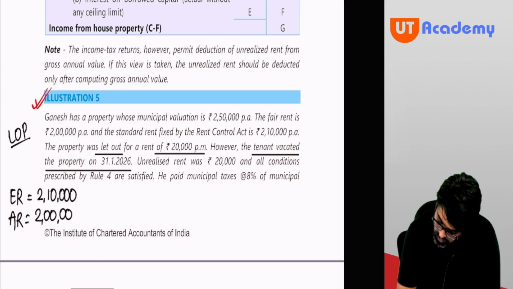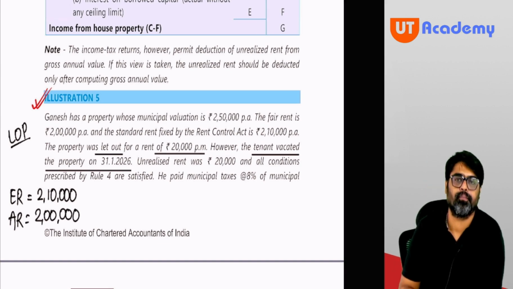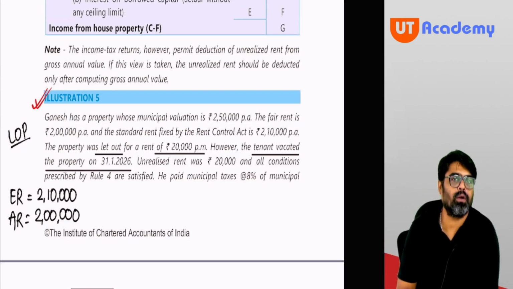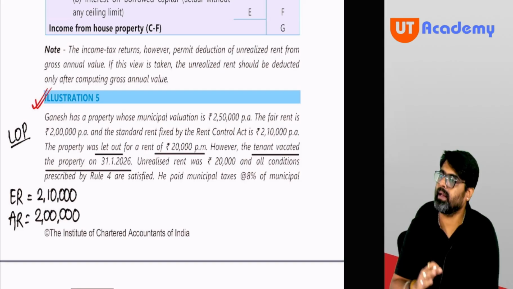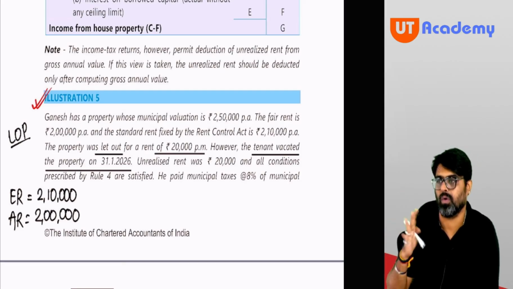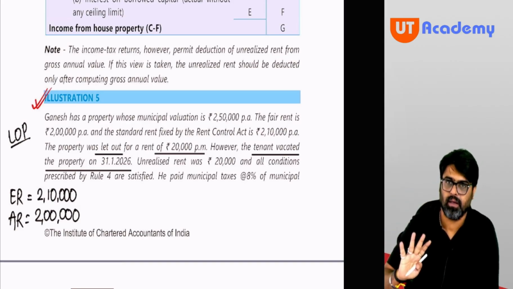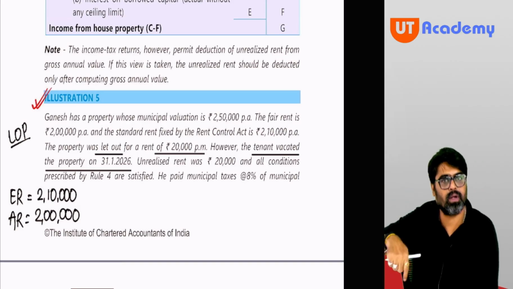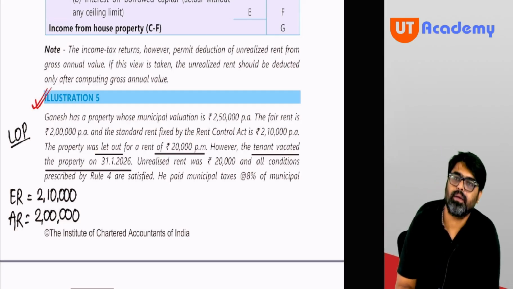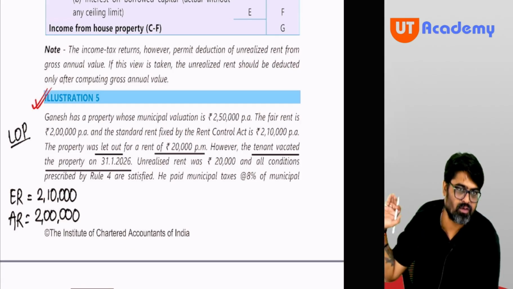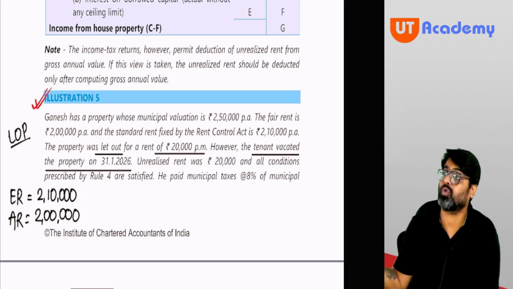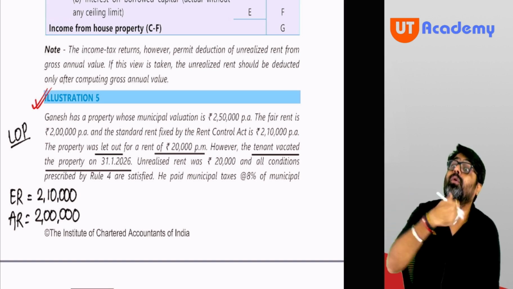Now comparing actual rent with expected rent will give you GAV. But can you directly say whichever is higher? Why not? Because there was vacancy. So in case of vacancy, please check: is actual rent higher than expected rent? No. If the actual rent would have been higher, even if there is a vacancy, we would have taken the actual rent as GAV. But actual rent is lower than expected rent. So now we'll have to check whether the actual rent is lower than expected rent because of vacancy or not.